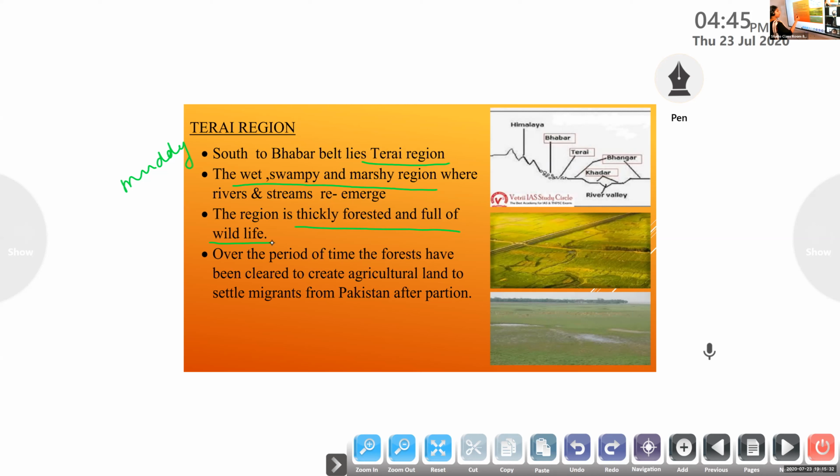But over a period of time, what happened? Large areas of forest have been cleared to expand agriculture or to accommodate the migrants from Pakistan. Clear?